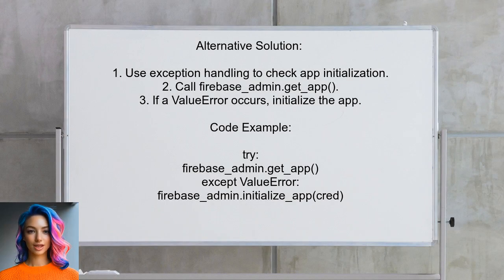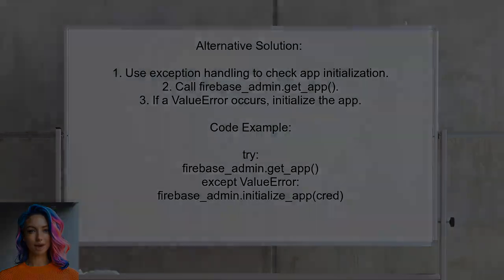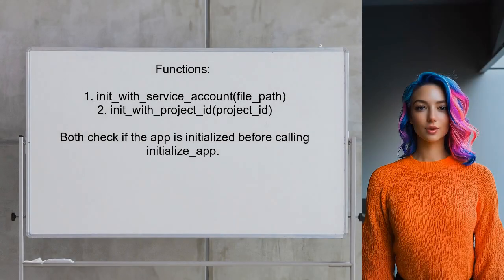Let's take a look at an answer from another user. This user suggests a method for checking if the default Firebase app is already initialized in Python. They recommend using exception handling to manage this. If the app is not initialized, it will call the initialize app function with the appropriate credentials. They provide two functions, one for initializing with a service account and another using a GCP project ID. Both functions follow the same pattern of checking for initialization before proceeding.